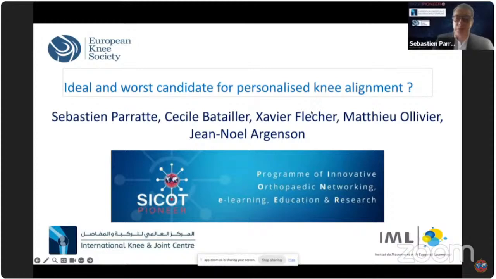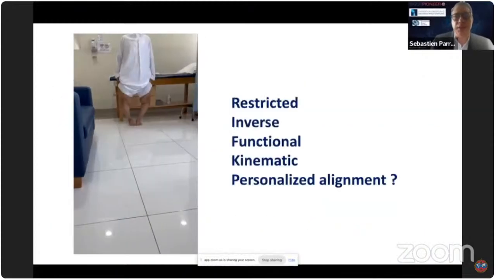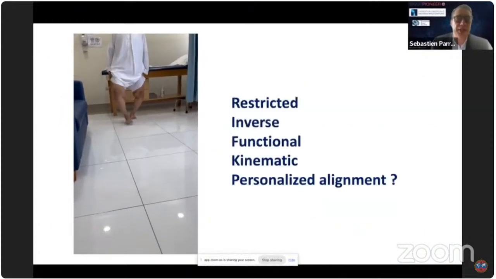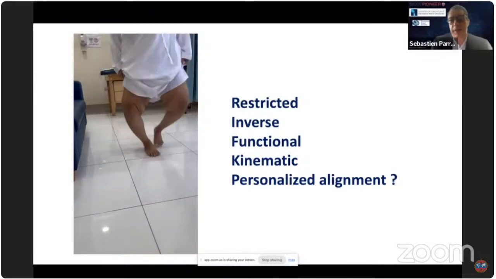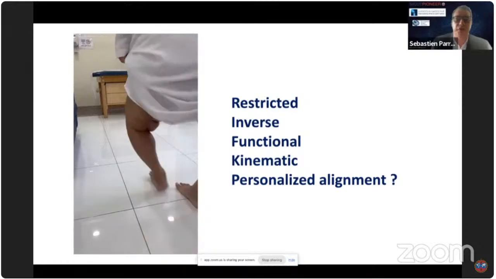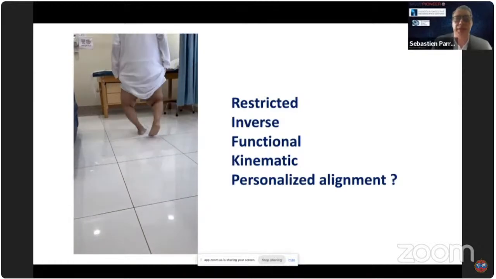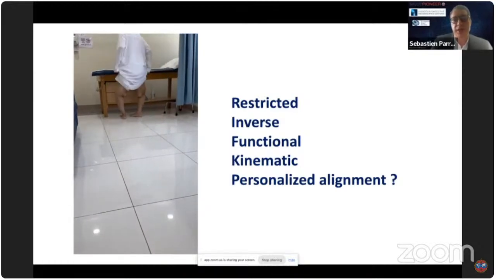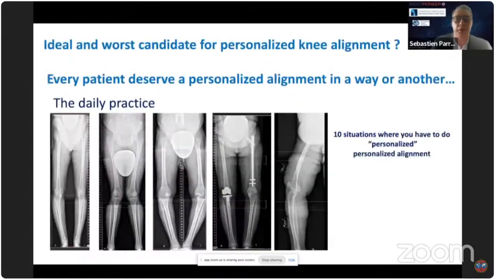And we saw a very nice talk today. And the idea is to see if there's an ideal candidate or a worst candidate. And you see this patient, I would like to ask you, what would you propose? Restricted, inverse, functional, kinematic, or personalized alignment? This point is to say that sometimes we have to think a little bit further.